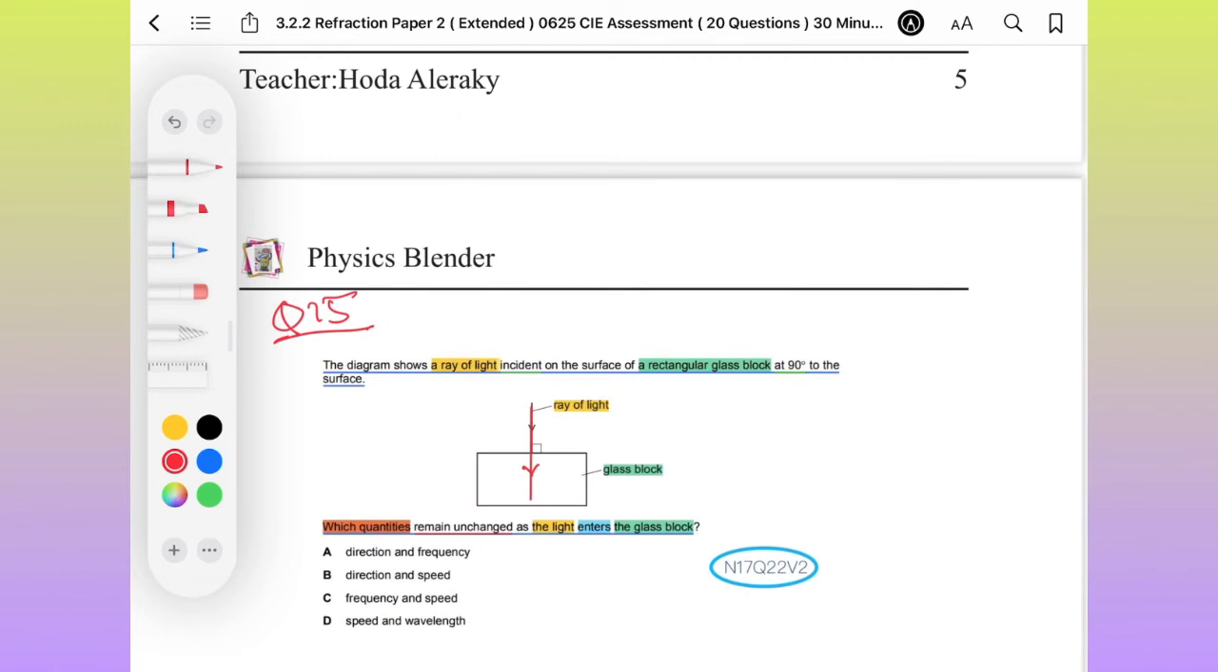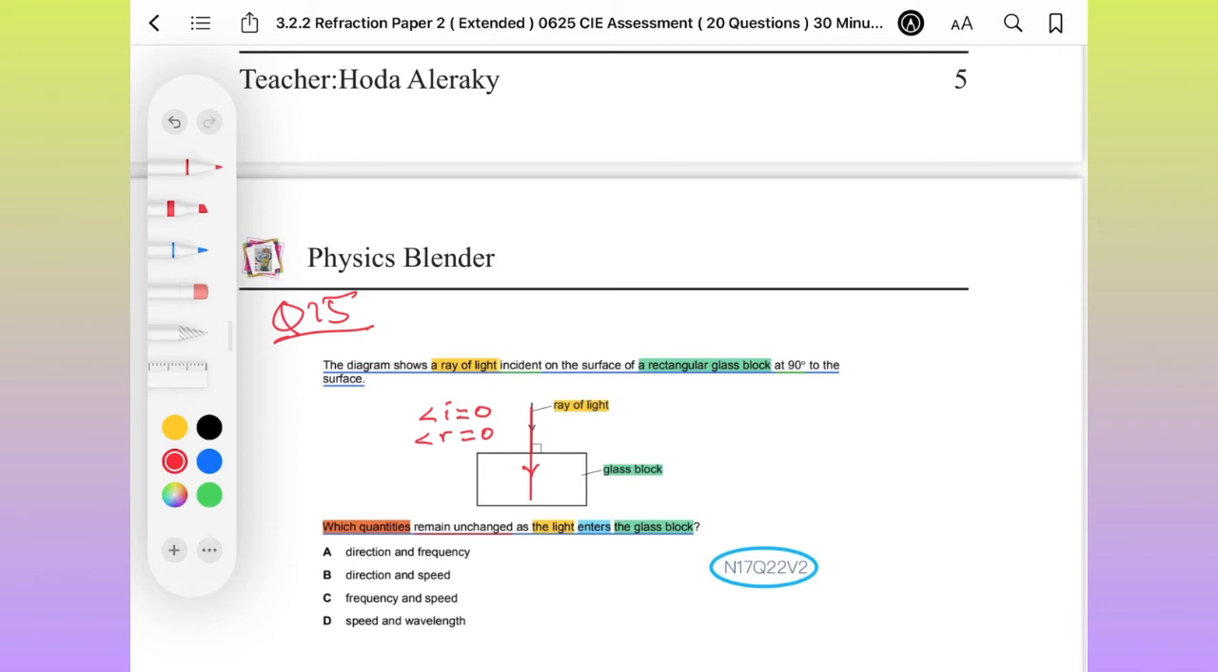So what happens here at the boundary? The angle of incidence is equal to 0. The angle of refraction also is equal to 0. Does it mean that refraction will not take place? No, there is refraction, but no change in direction.